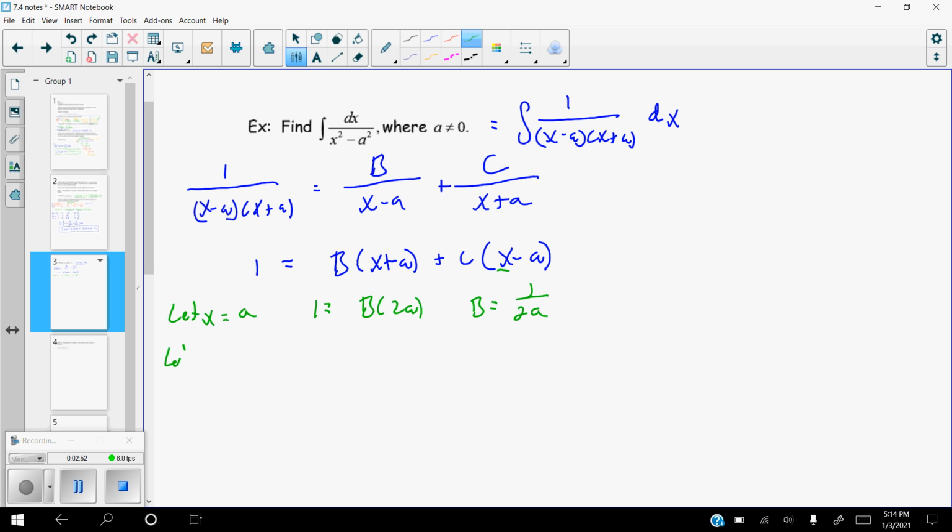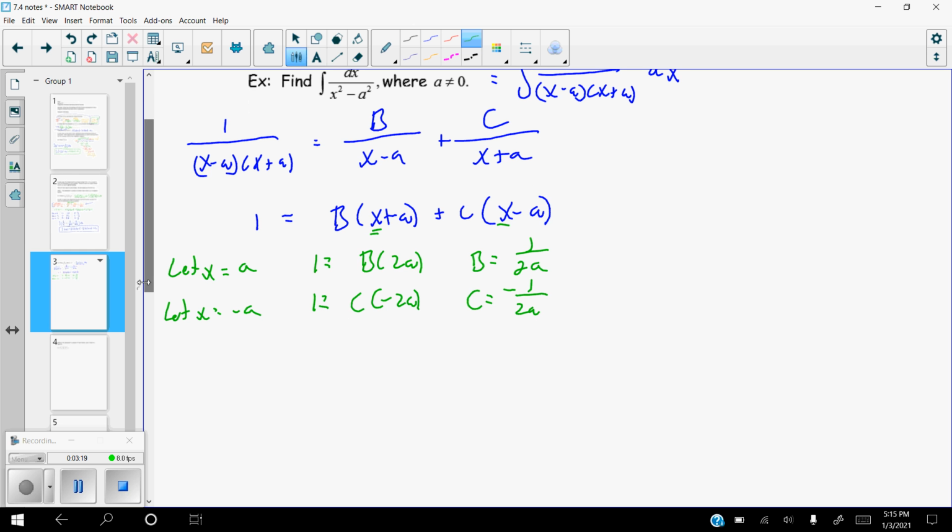Okay, we'll do the same thing. We're going to let x equal negative a, because that's going to get rid of the b variable. And so we're going to get 1 equals, if I plug the negative a into the c part, it's going to be negative a minus a, which is minus 2a, so c times negative 2a, which means that c is, excuse me, negative 1 over 2a. So we have our constants. Let's go ahead and do our substitution.